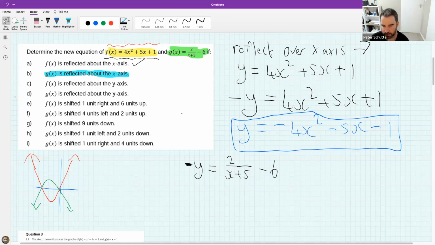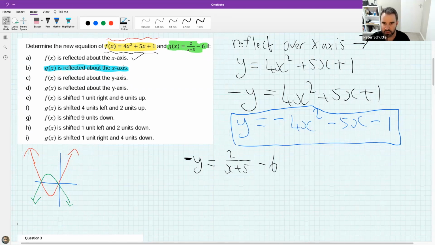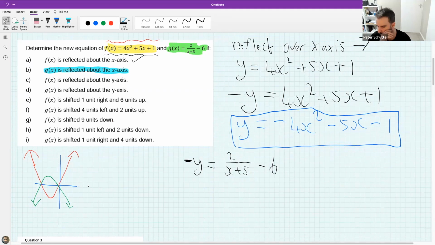So what do I think I'm going to do? Put your hand up or pop it in the chat if you think you know what we have to do next to get this into standard form.